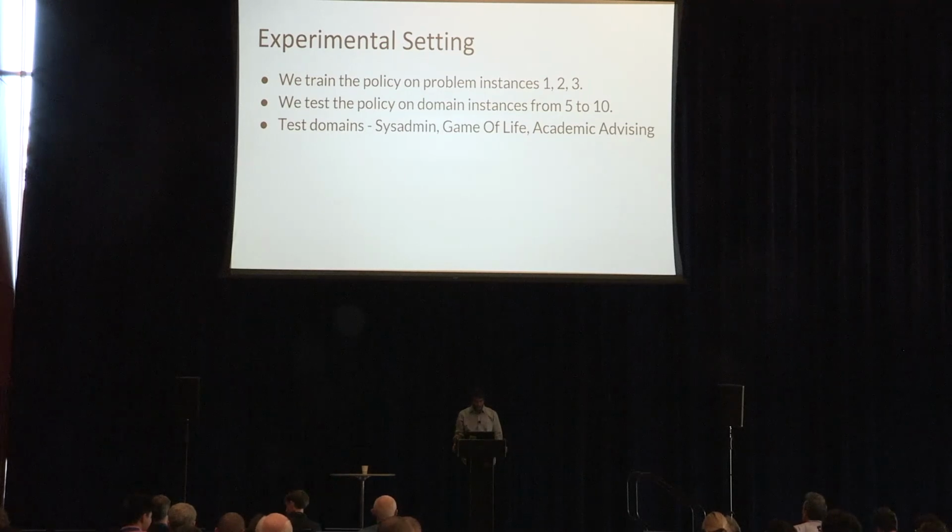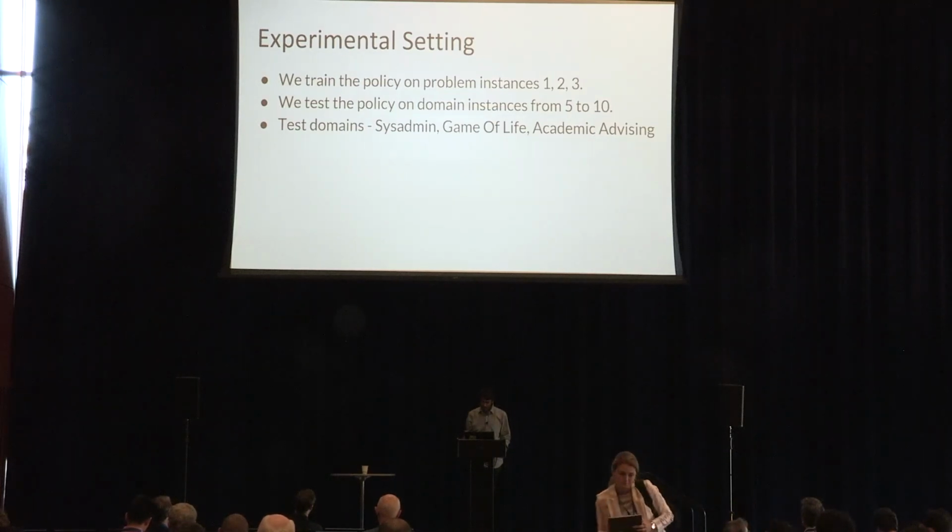So the experimental settings: we train our policy on the small size domains. You can train it on 1 or 2 or 3 problems; we train it on 2 problems. For example, in the sysadmin domain, the number of nodes we train on is 10, and we test it on 50. So the number of states is exponential in size. We train it on 2 raised to the power 10 states and test it on 2 raised to the power 50 states.